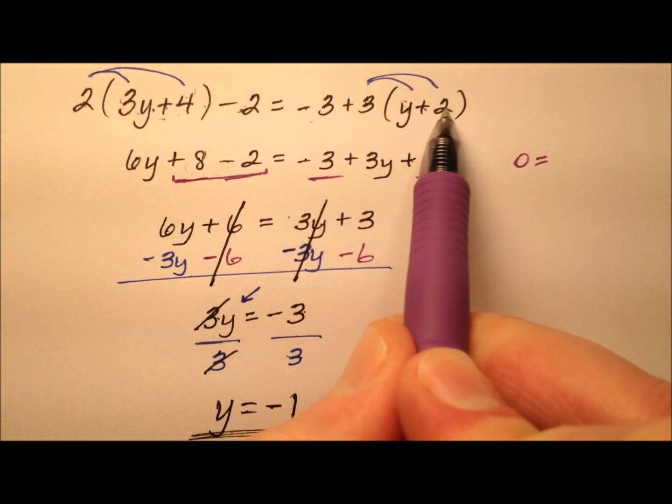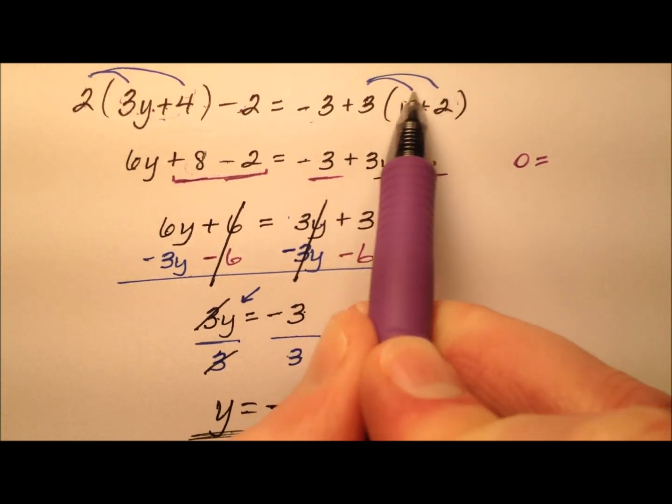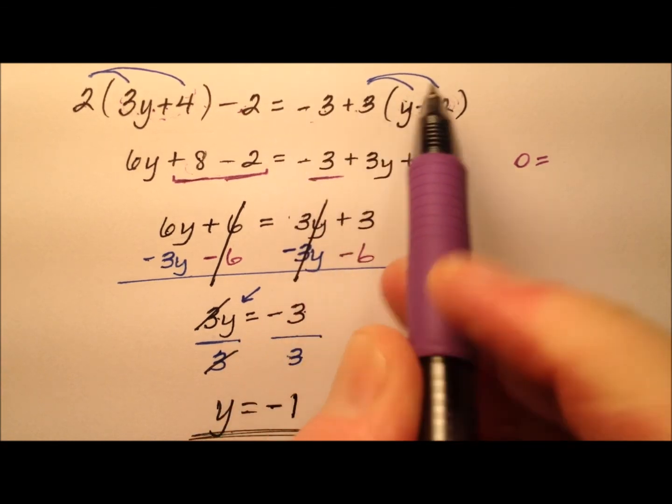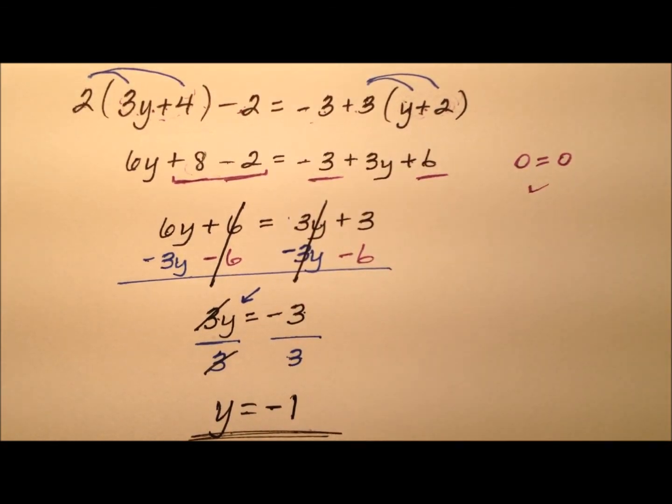So negative 1 plus 2 is 1. So 3 times 1 is 3. Negative 3 plus 3 is indeed 0. So we see that that works. The two sides of that equation are balanced whenever the value for y is negative 1.